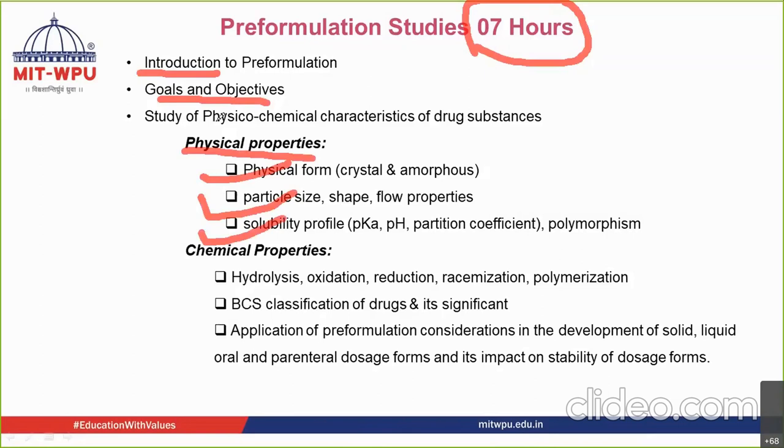Along with the physical properties, you are going to study some chemical properties, that is, hydrolysis, oxidation, reduction, racemization, polymerization. You are going to study the BCS classification of the drugs and its significance. And you are also going to study the application of pre-formulation in development of various dosage forms. So this is what your syllabus is going to be all about for the pre-formulation study for the next 7 weeks.